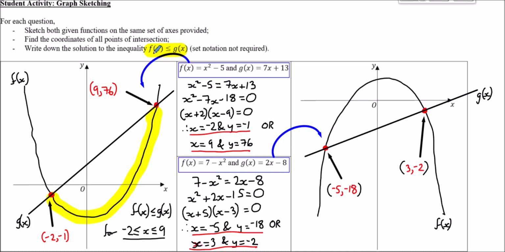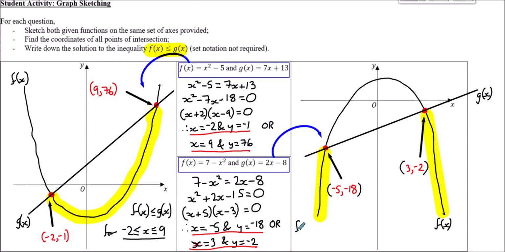Finally, whereabouts is f of x less than g of x? In other words, where is this parabola underneath the straight line, which is g of x? Well, we can see it's going to be underneath for this region here and for this region here. In other words, it's going to be below the straight line when x is -5 or less, or when x is 3 or greater. So that's what we need to just write in to conclude.